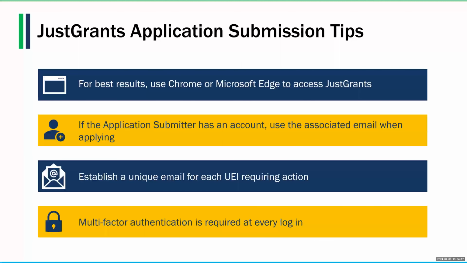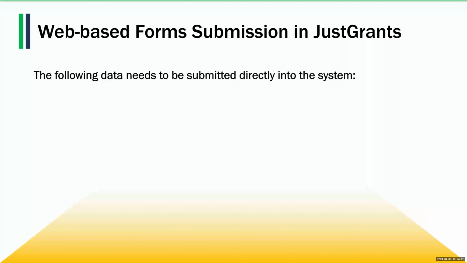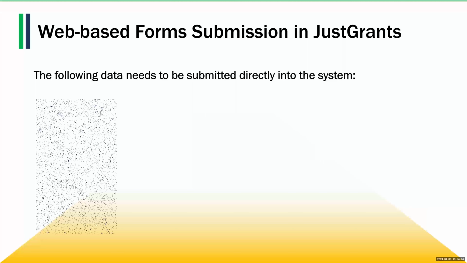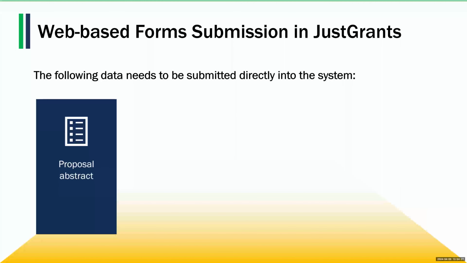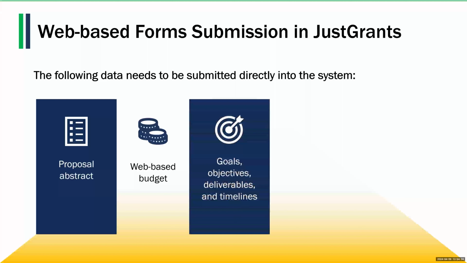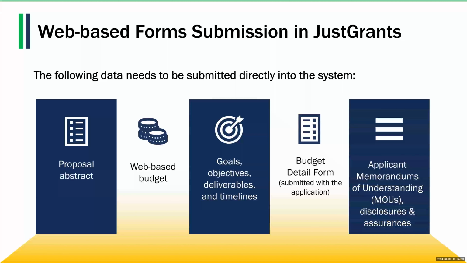All right. Now, also in Just Grants, there are certain web-based forms that must be submitted directly into Just Grants. The first is your proposal abstract. You're going to have web-based budget information that needs to be submitted. Many applications are also going to require you to submit goals, objectives, deliverables, and timelines. So you want to be sure that you're getting all that information in. You want to submit budget information and make sure that's included in the budget detail form, and make sure that you certify any MOUs, disclosures, and assurances.